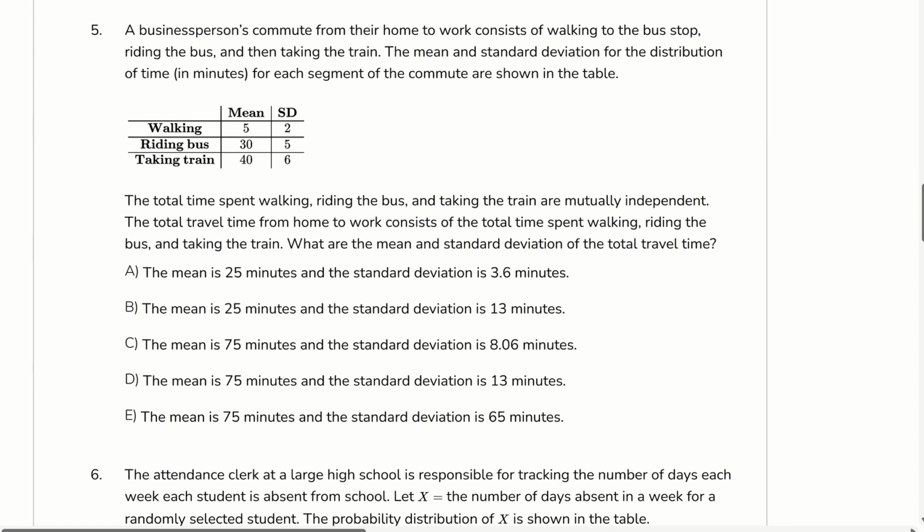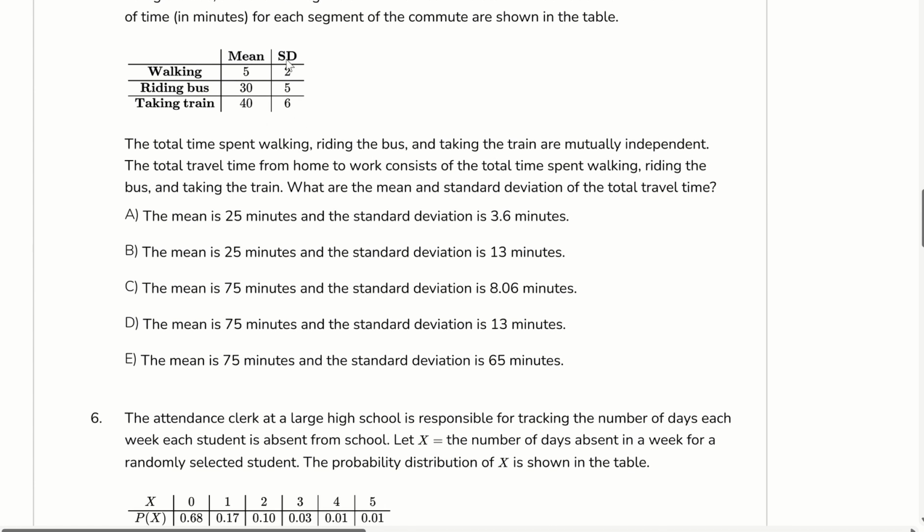A business person's commute from their home to work consists of walking to the bus stop, riding the bus, and then taking the train. The mean and standard deviation for the distribution in minutes for each segment of the commute are shown in the table. So you got your table here, your mean and your standard deviation for walking, riding the bus, and taking the train. The total time spent walking, riding the bus, and taking the train are mutually independent. So that's important that they're independent. The total travel time from home to work consists of the total time spent walking, riding the bus, and taking the train. So you got to combine those to get the total time from home to work. What are the mean and standard deviation of the total travel time?